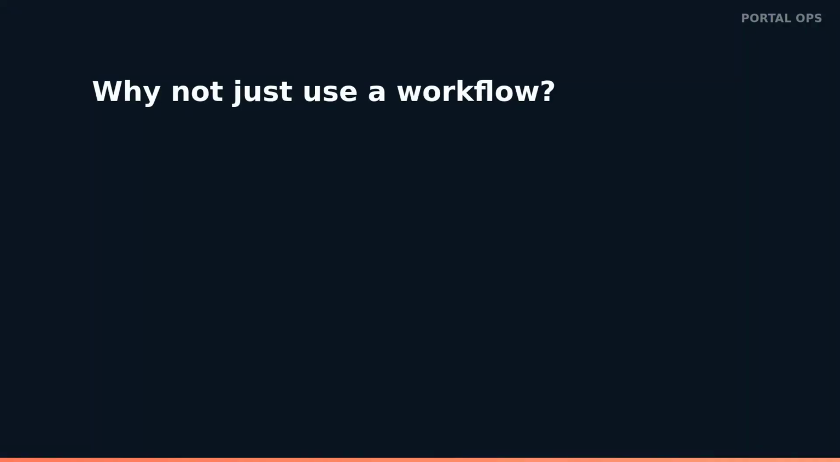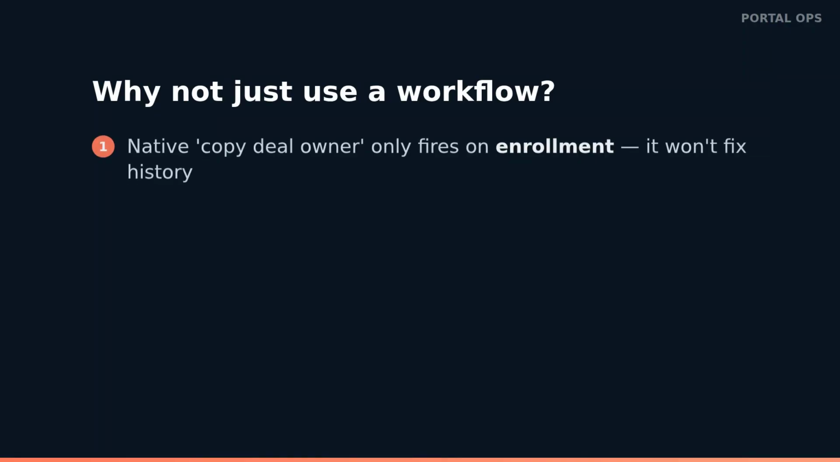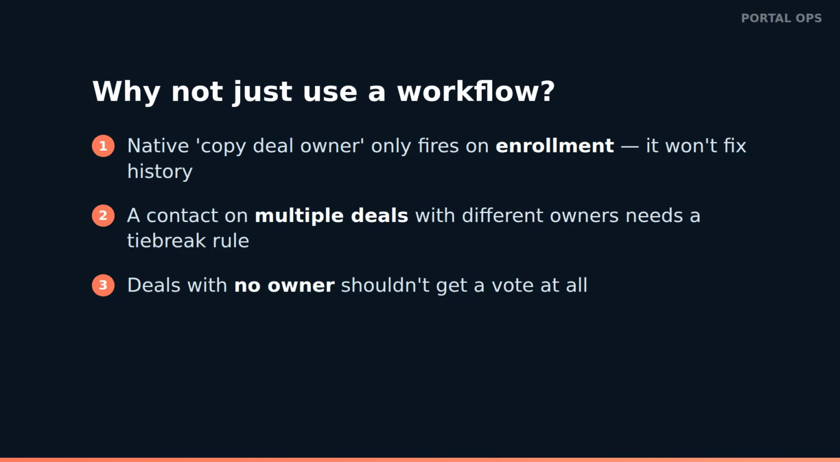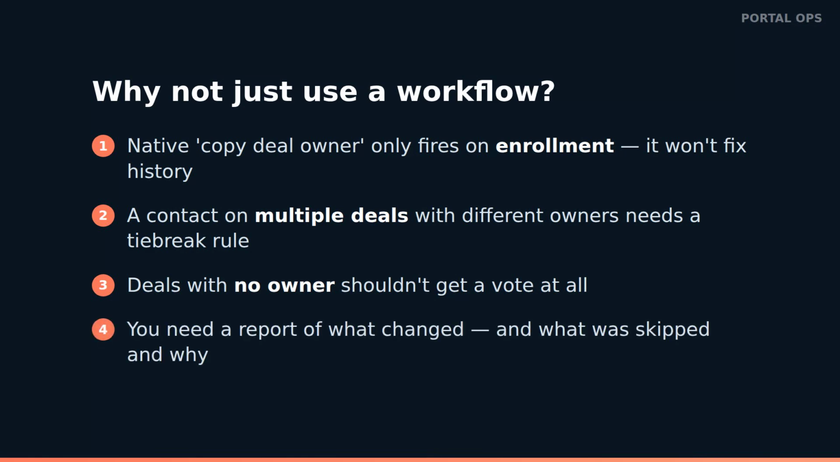First, why this is a script and not a workflow. A native workflow can copy the deal owner to the contact, but it fires going forward on enrollment. It doesn't repair 4,000 historical records. And the moment a contact sits on multiple deals with different owners, a workflow has no opinion. You need a tiebreak rule. You also need to handle deals that themselves have no owner. They shouldn't vote. And when sales leadership asks what you changed, you want a file, not a shrug.